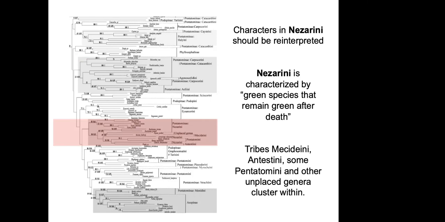However, we had some additional species or groups of species that clustered together in this case. This is a case of tribes like Mirini, which are very adapted to their environment as they are leaf feeders. Some Antestiini and some Pentatomini and some other genera fell inside this cluster.